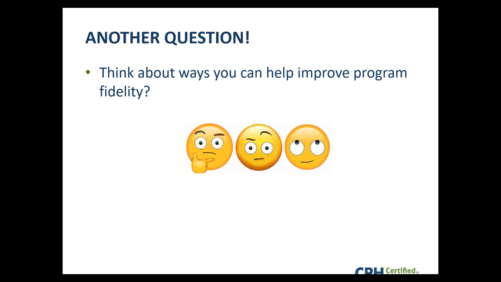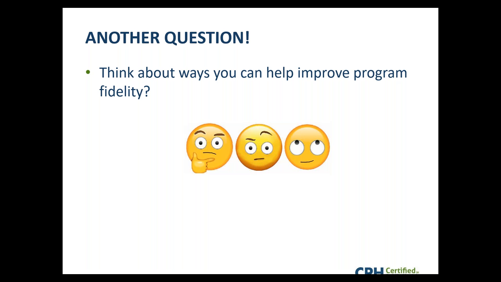Next slide, please. Okay, another question. Here's a question I commonly get. Well, if fidelity is important, how can I do that? How can I make sure that a program I develop will be implemented as planned? Well, there are several ways. Maybe think about that for a minute.